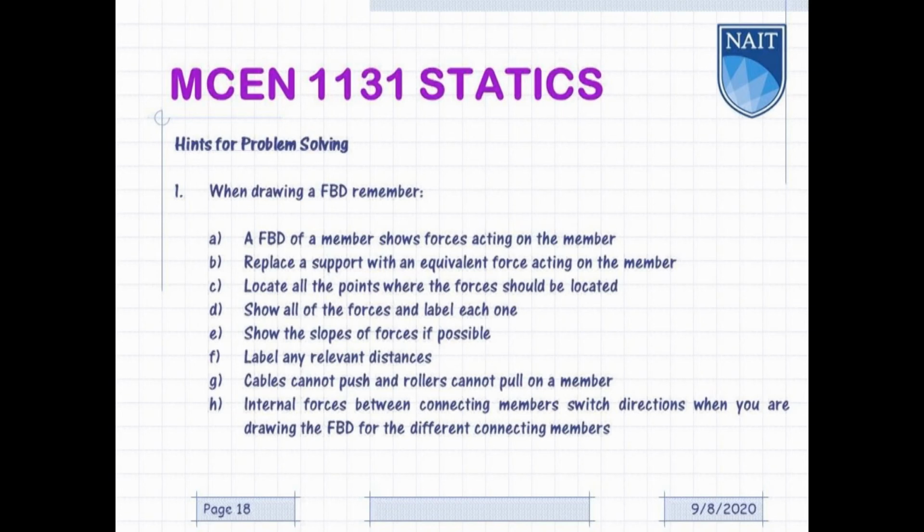Hints for problem solving. When drawing a free body diagram, remember the following. A. A free body diagram of a member shows forces acting on the member. B. Replace the support with an equivalent force acting on the member. C. Locate all points where the forces should be located. D. Show all of the forces and label each one. E. Show the slopes of forces if possible. F. Label all relevant distances. G. Cables cannot push and rollers cannot pull on a member. And H. Internal forces between connecting members switch directions when you are drawing the free body diagram for the different connecting members.